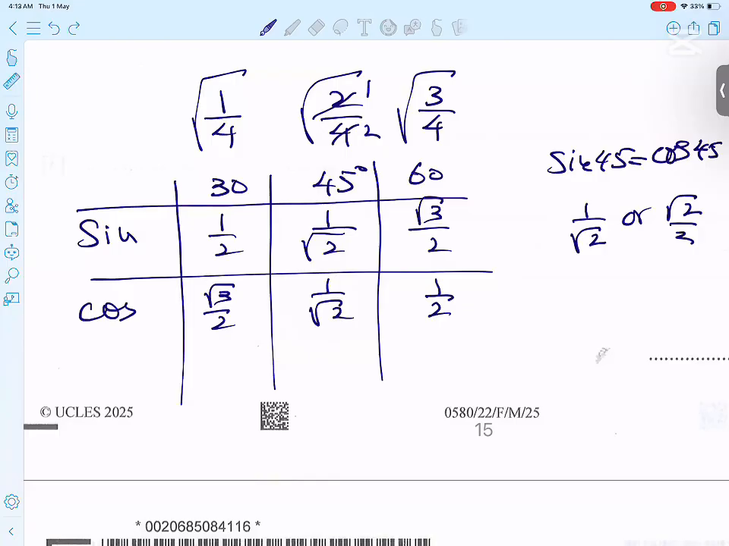Best technique, if you memorize the numbers: half here, second value 1 over root 2, and so on. So this is the concept.